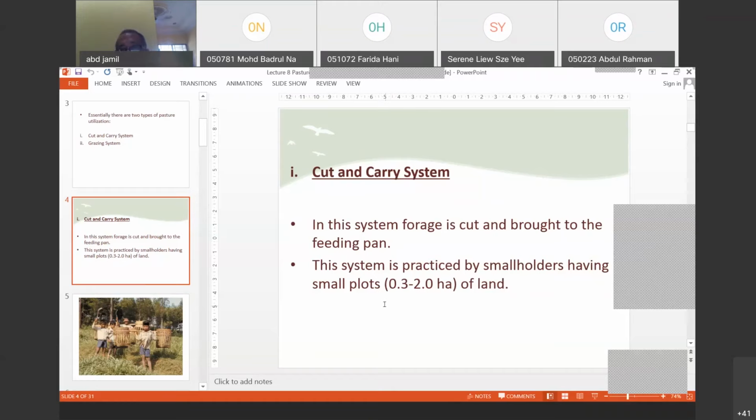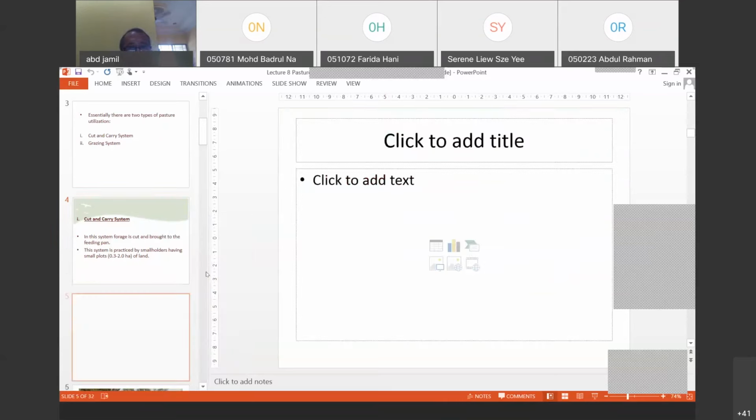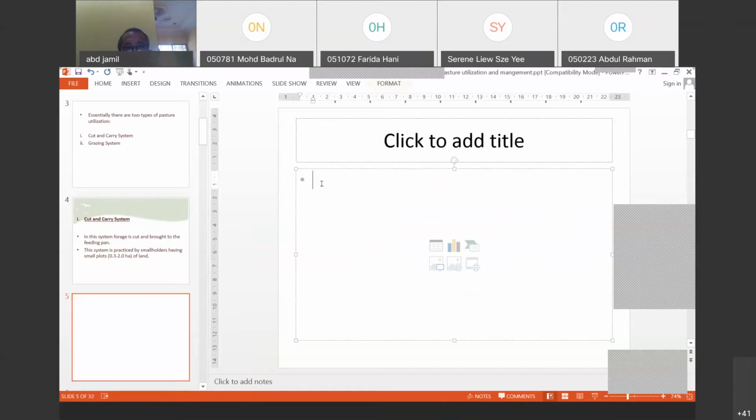If you have a cut and carry system, you can estimate how much the production is per hectare per year, and how many cattle you can keep, or how many sheep you can keep per unit area. I want to show you how to calculate the number of animals that you can keep for a year.